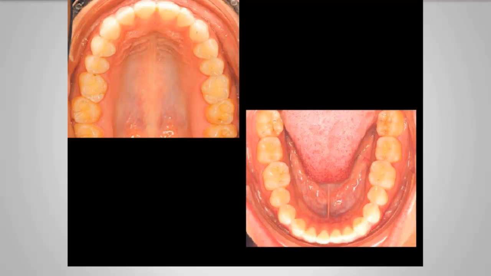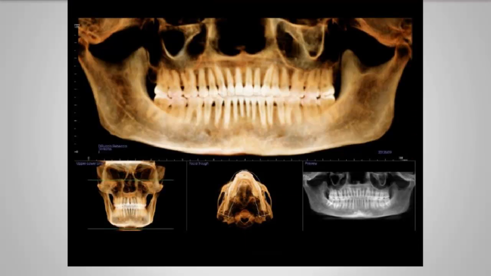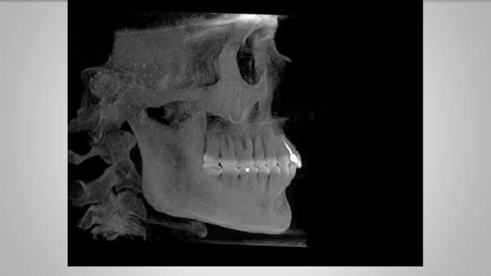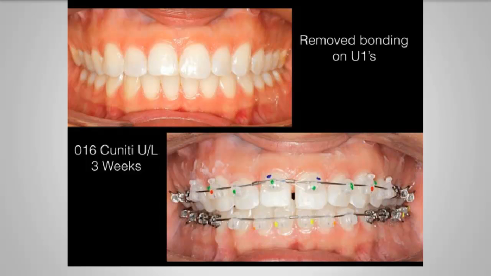So here she is. You can see normal arch forms, upper and lower, very mild crowding. If you look, she does have her 8s present. That's not going to bother me and not going to change anything with treatment. In my practice, all of my patients get cone beam. I use iCAT in my practice. I couldn't practice without it. You can see this is the very first appointment.